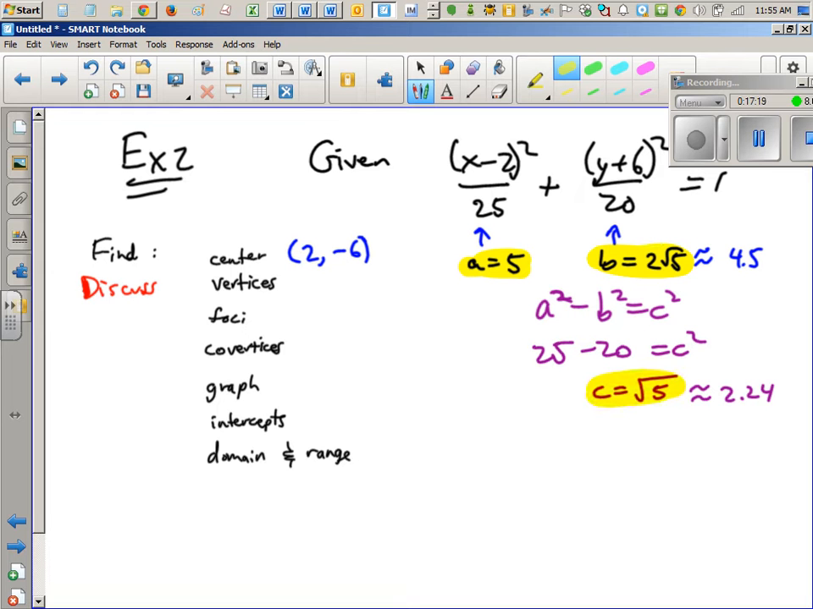All right, let's go now to the question of plotting and stuff. So I think we should start sketching. That's what I would do. So let's get this thing going here. We know there's a center at 2, -6.